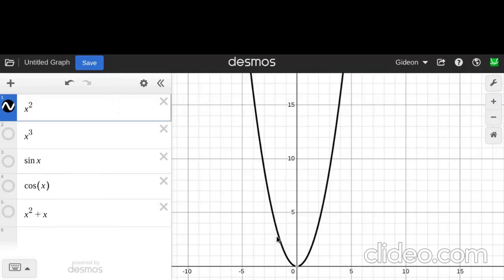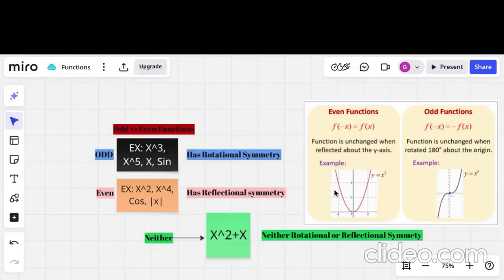So if you go to negative 2.25, you'll get 5 over here. If you go to 2.25 over here, you'll get the same number. Yep, perfect. Same number on both of those sides. So that is going to be your even functions.